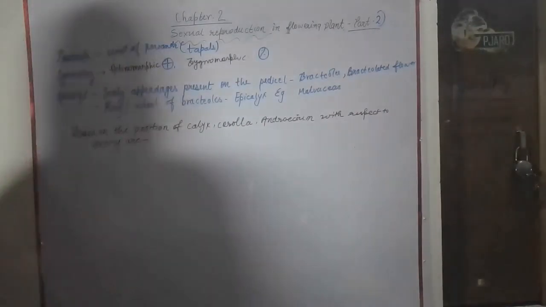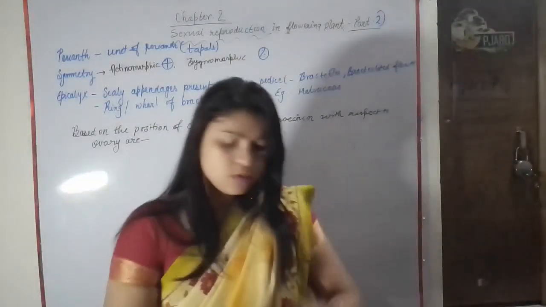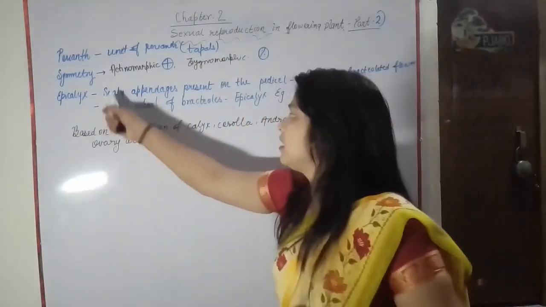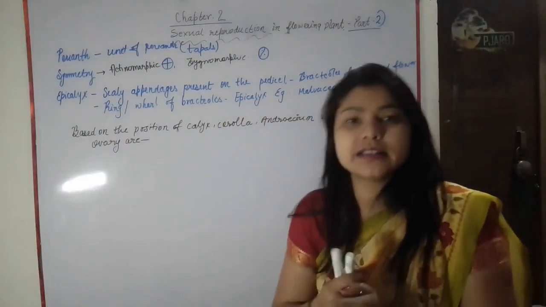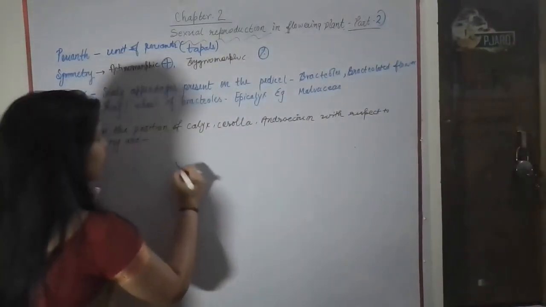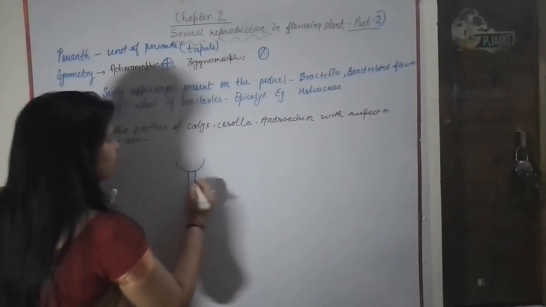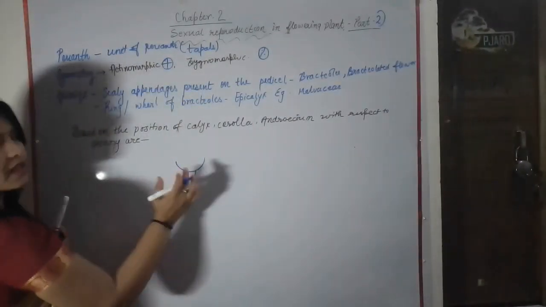Come to the next one, that is the epicalyx. What is the epicalyx? The epicalyx is the scaly appendages which are present on the pedicel. The pedicel is the part where the thalamus is attached. That is the part known as the pedicel.